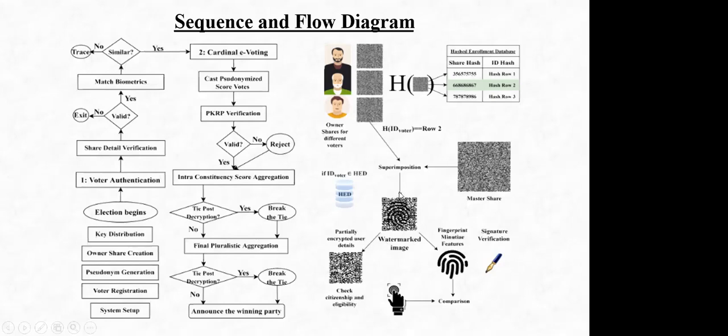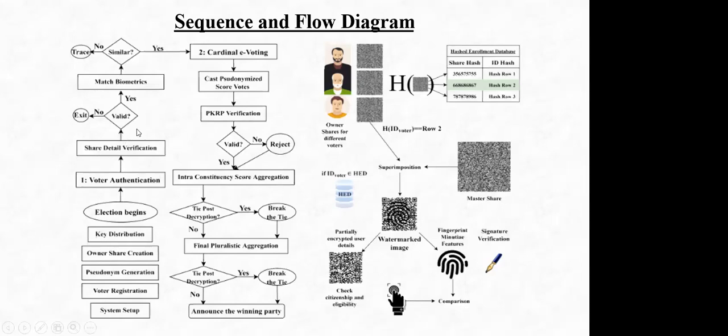election. And this is having 2 parts: the encrypted user details, just to check the citizenship and the eligibility of the voter at the time of the election, and the fingerprint minutiae features will be extracted. In this particular thing, I am basically referring to the live fingerprint image, which will be taken by a sensor at the time of the election, and the signature verification is optional. And the comparison takes place.